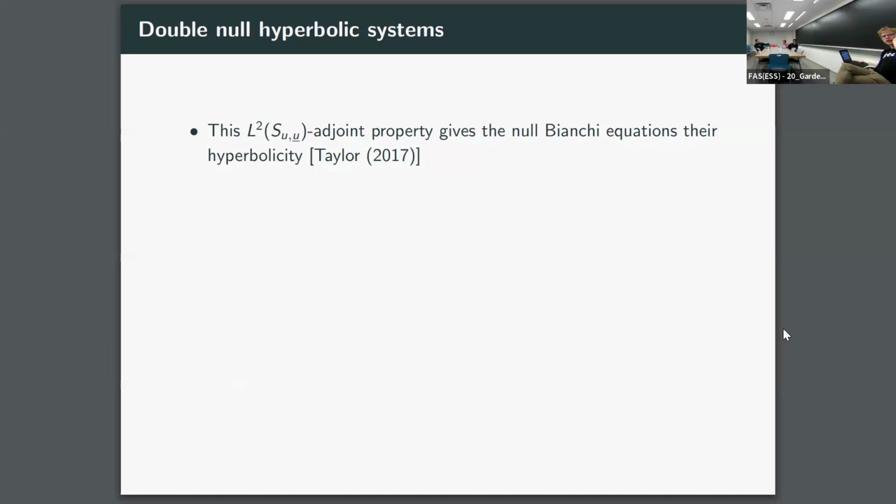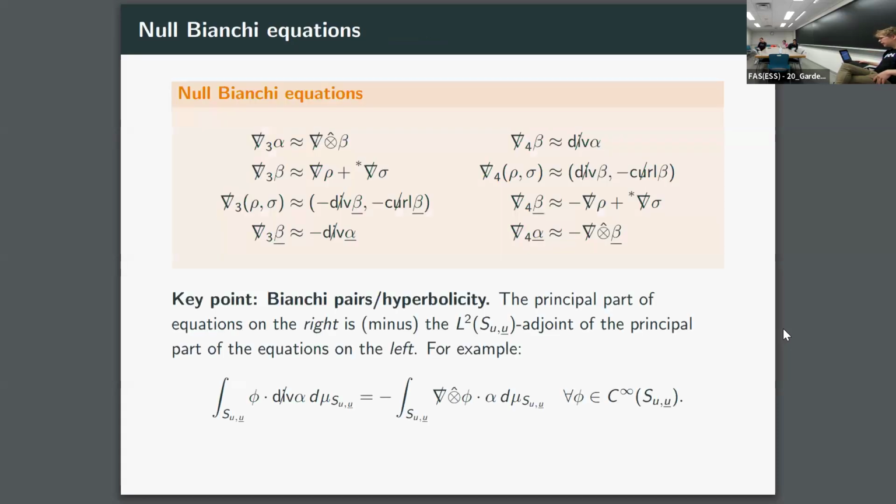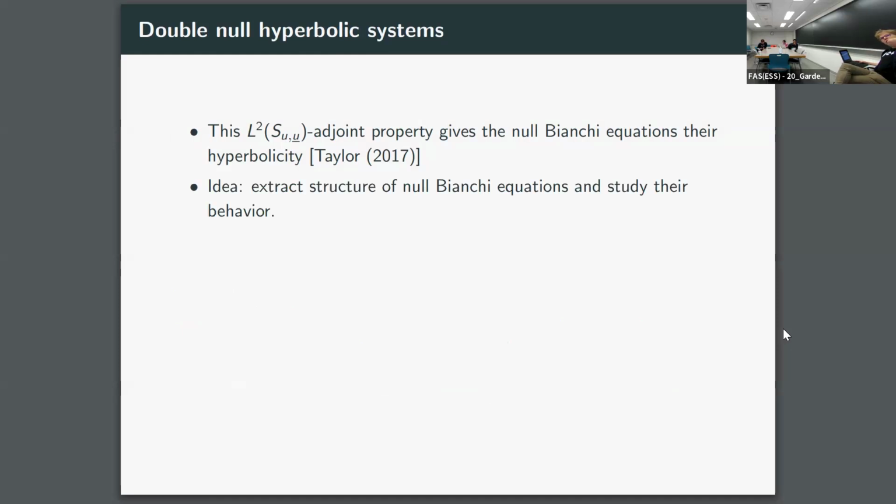I'm citing Taylor here, Martin Taylor, because his Vlasov stability proof gives a really nice description of this. I should mention that this is used much earlier, in the 90s, for instance. The idea is that these equations, the right-hand sides, are not just random first-order operators, they have a very precise structure. Okay, so this is the end of the crash course on GR double null foliations and null Bianchi equations. So I'll pause for a drink and see if people have questions.